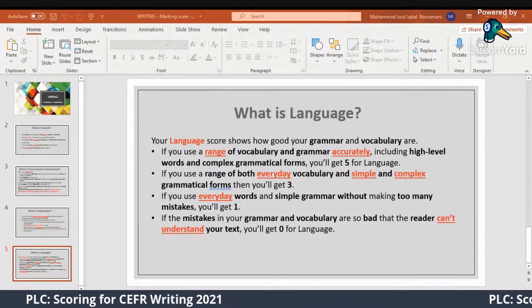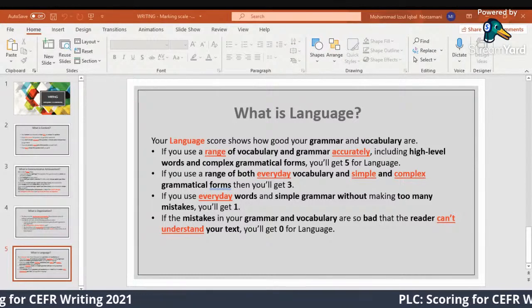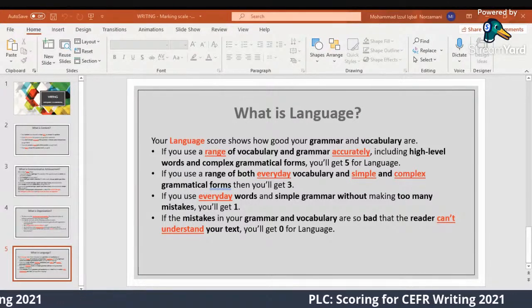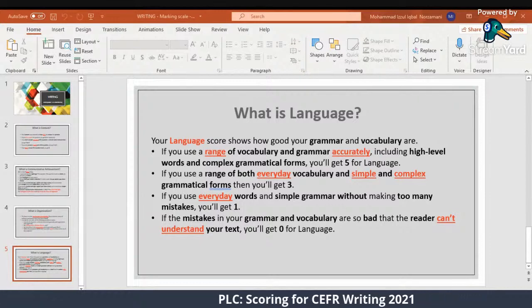Okay. So any questions on the descriptors so far? Okay. So I think that is all for the C, CA, O, and L. So now we will be looking at the main slide.